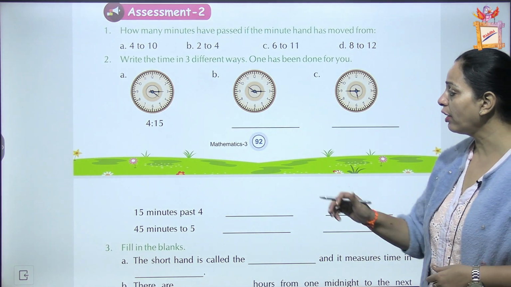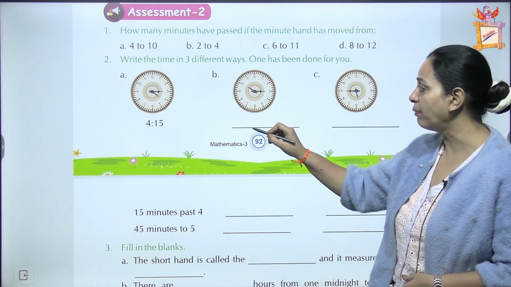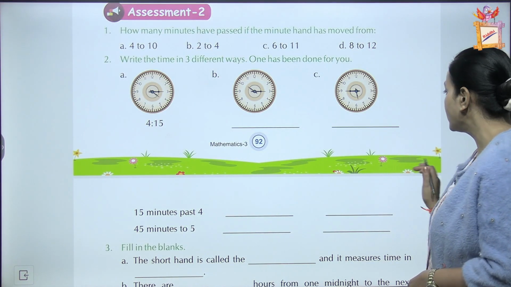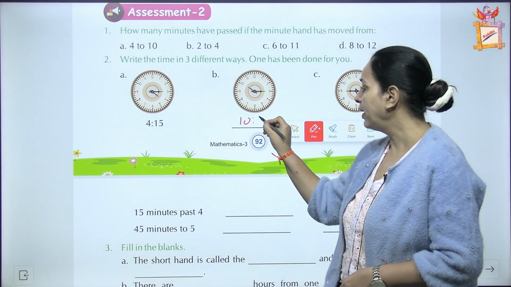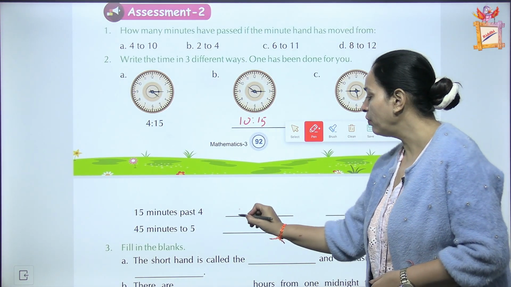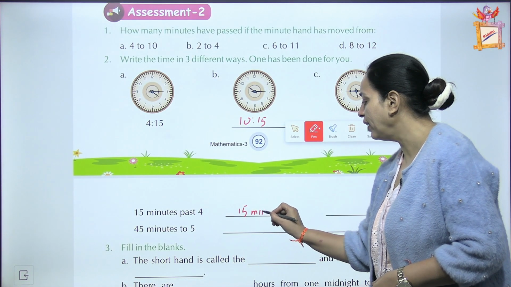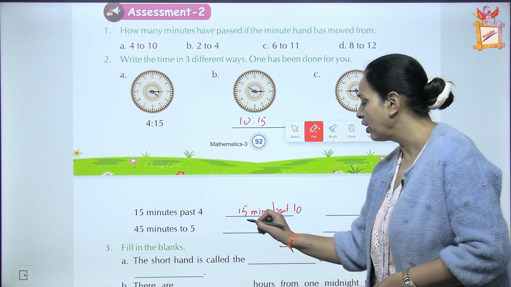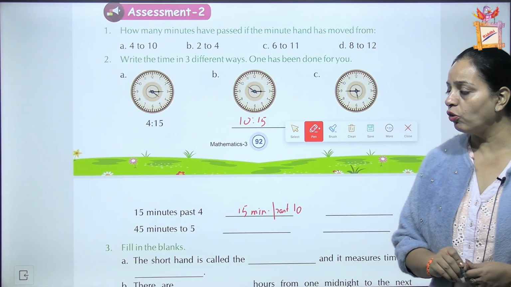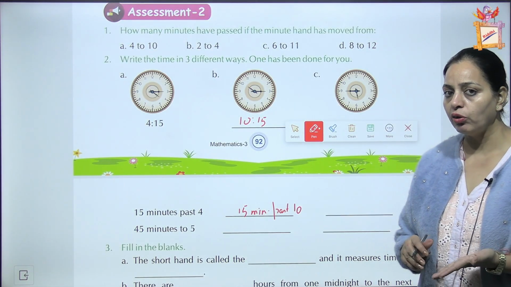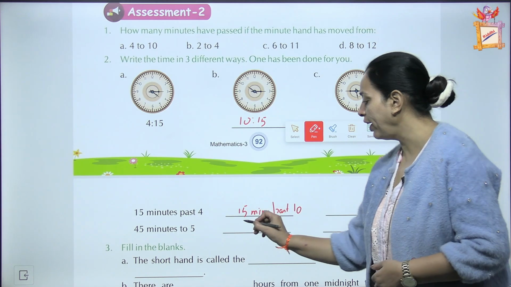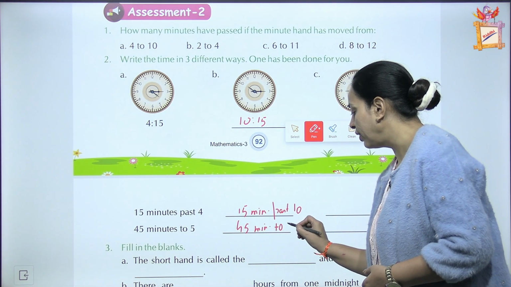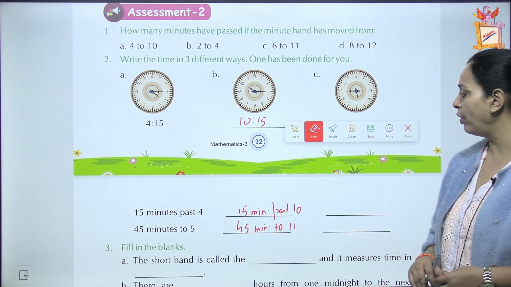Okay, so now B part, what is the time? The hour hand is at 10 and the minute hand is at 3, so this is 10:15. You can say 15 minutes past 10, and how much time is left for 11? 10 o'clock के बाद तो 11 o'clock होगा, so you can write 45 minutes to 11, right? So very easy, very interesting.